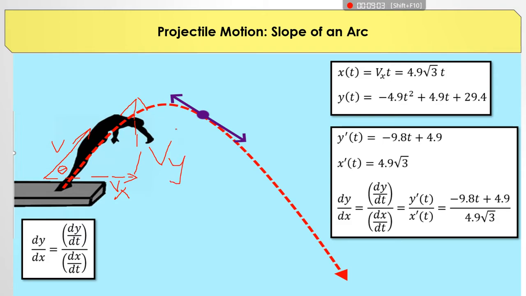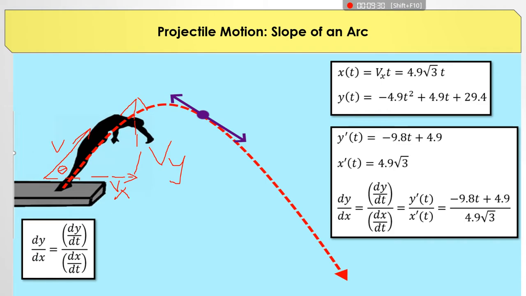Wait, Mr. Brennan, I'm sort of confused. Like, how'd you get your numbers for x and y, like negative 4.9 t squared plus 4.9 t and plus 29.4? Where'd you get that from? So I've actually pulled this from the previous slide's problem, where we had Mick jumping off, but I'm just using this one as an example to show you the general idea.